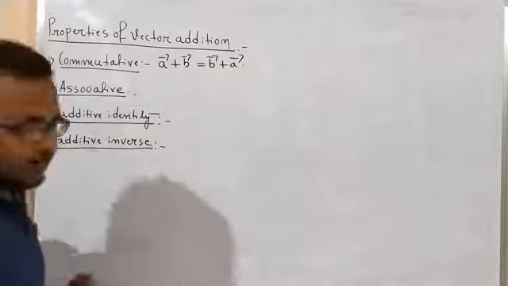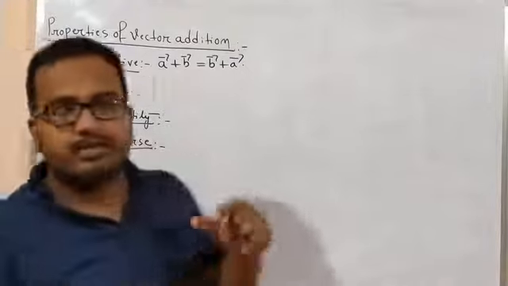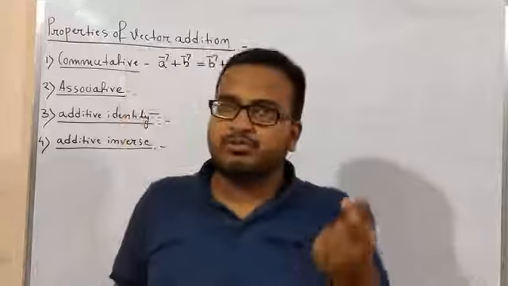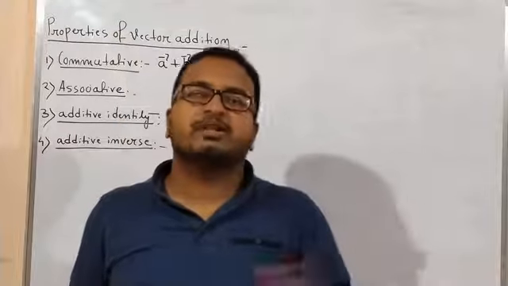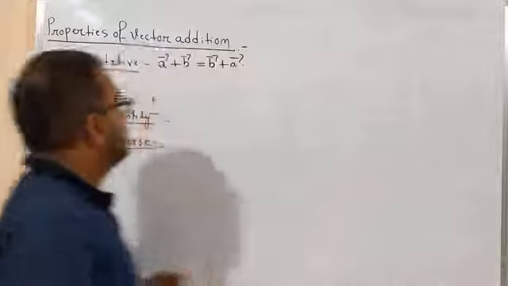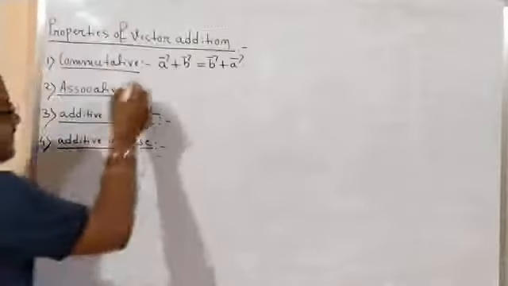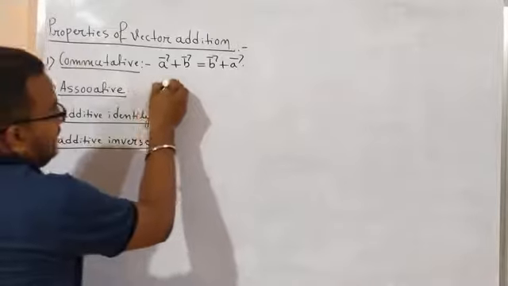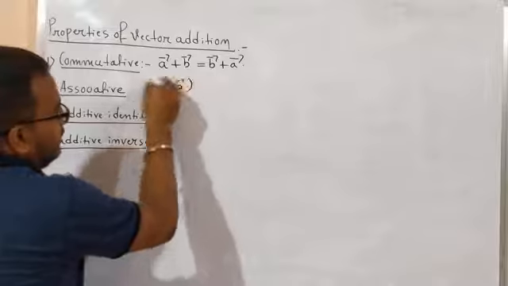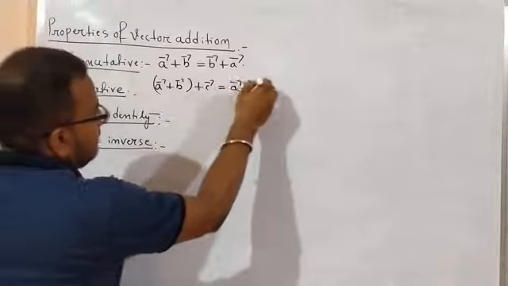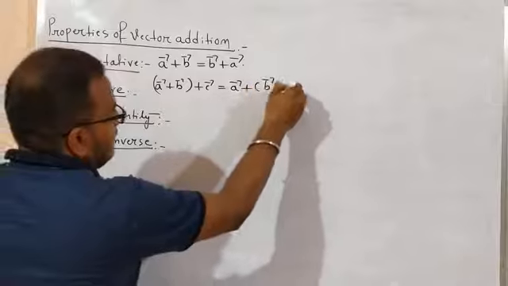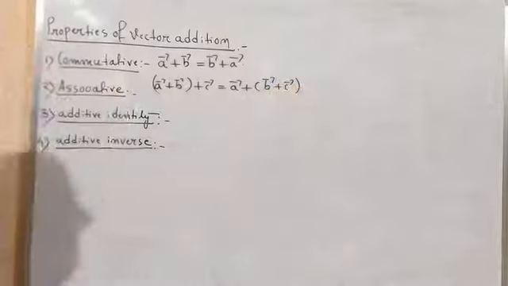Now the associative property. We have also seen in real numbers that they are associative with respect to addition as well as multiplication, right? So vectors are also associative with respect to addition. So (a vector plus b vector) plus c vector equals a vector plus (b vector plus c vector), right?